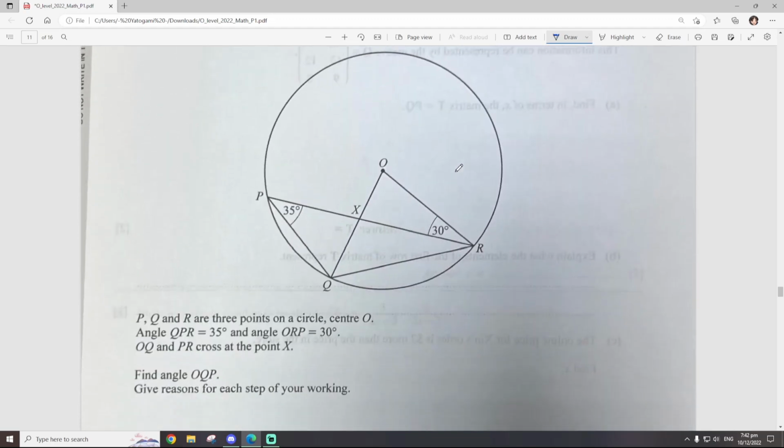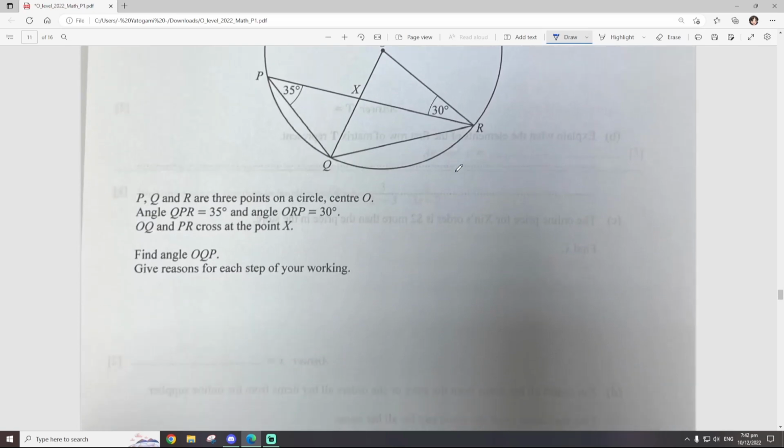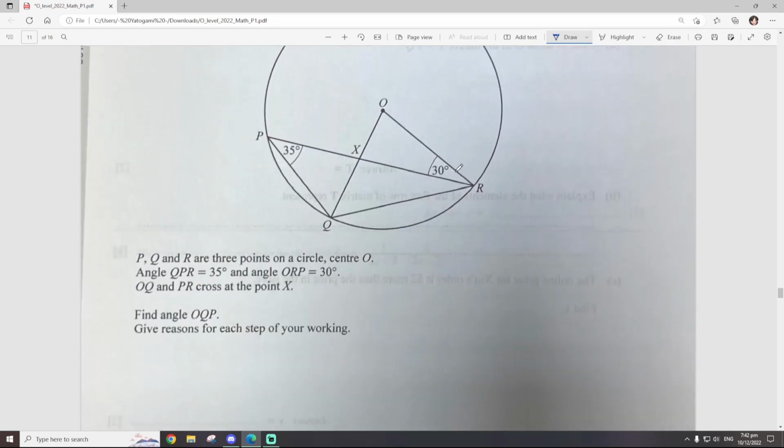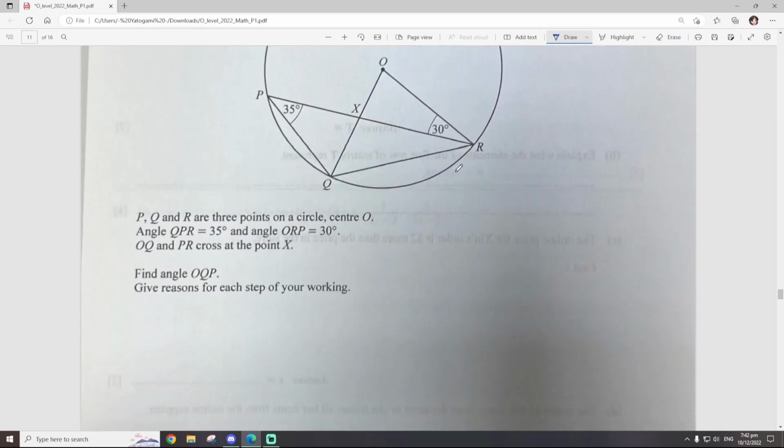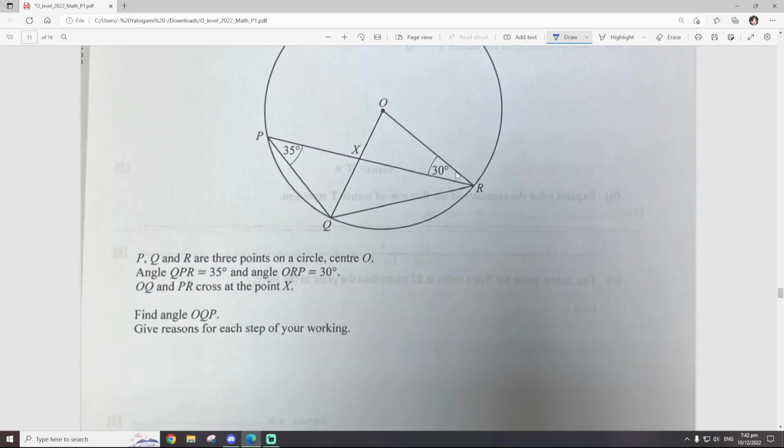Okay. P, Q and R are 3 points on the circle, center O. QPR is 35, ORP is 30. OQ and PR cross at X. Find OQP. Okay? So, let's work it out. To get this angle, notice that 35 degrees plus whatever this angle is this angle. Furthermore, this angle plus this is this angle as well. So the sum of these 4 angles, 1, 2, 3, 4, is actually 180 degrees. Which is really cool, right? So that saves us a lot of time.